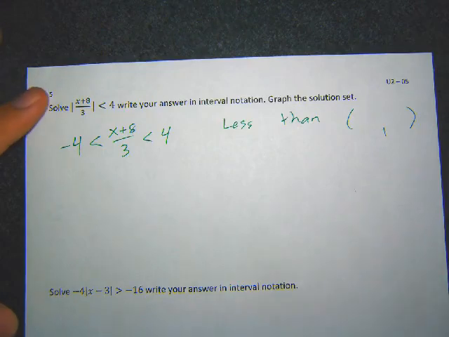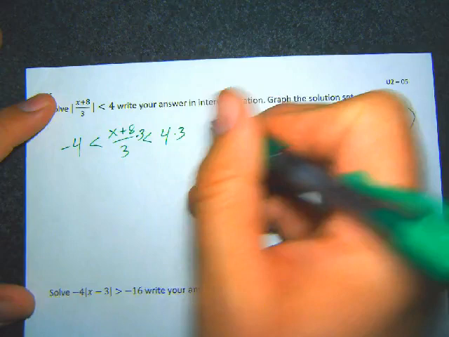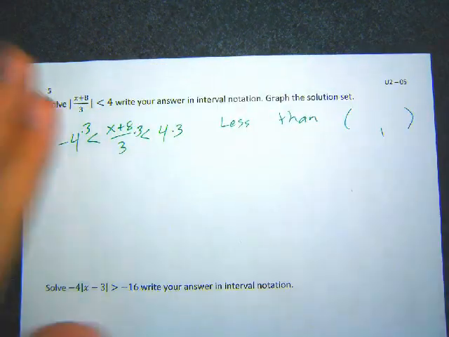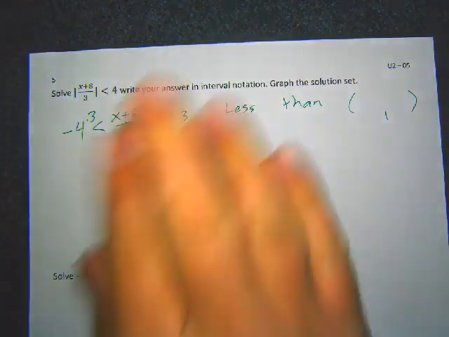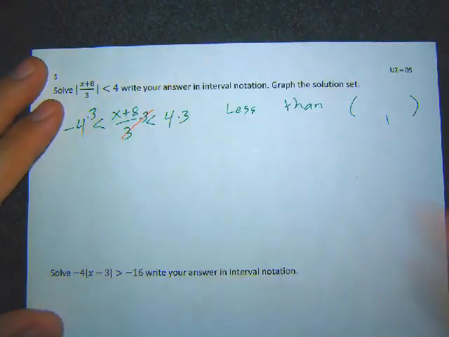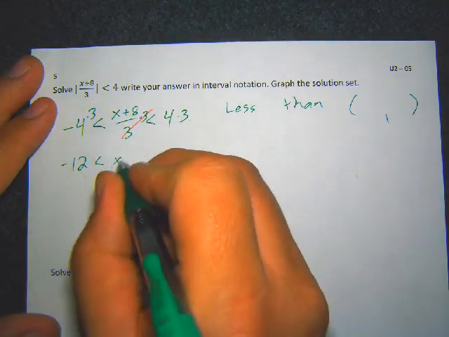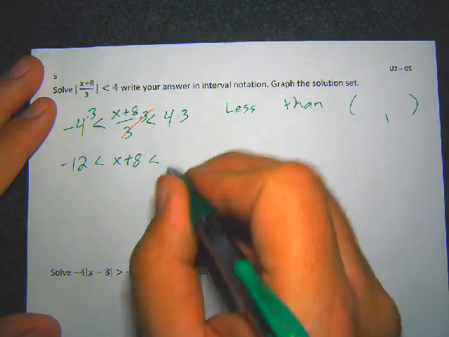We're going to solve this by multiplying by 3 to undo this division, but I have to do that to all the parts. So again, I'm solving this one right here by multiplying by 3. I'm solving this one right here by multiplying by 3. So I'm doing all the parts. That's why I do this. Negative 4 times 3 is negative 12. X plus 8. 4 times 3 is 12.